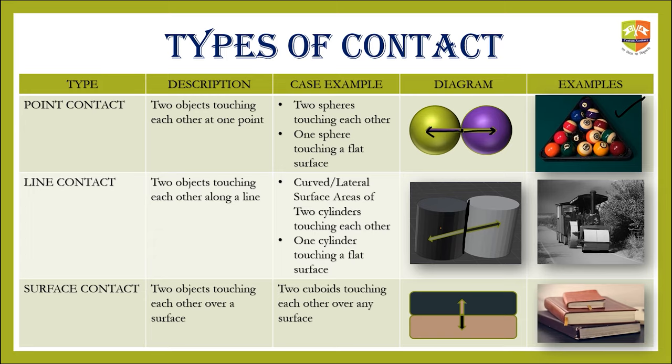And there could be a surface contact. For example, two books. Here you can see there are two surfaces in contact. So these are called surface contacts. So what types of contacts can we have? Point contact, line contact, surface contact, and everywhere you can see this normal is perpendicular to the surface of contact. So wherever normal is applied, it will be perpendicular to the surface in contact. Is that okay? Surface in contact, line contact, or point contact.